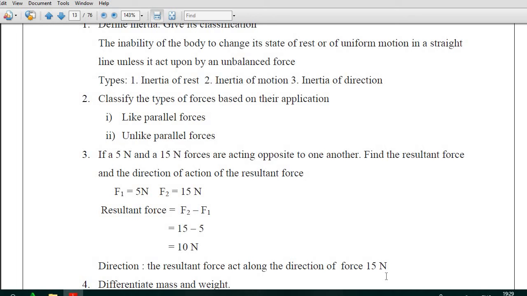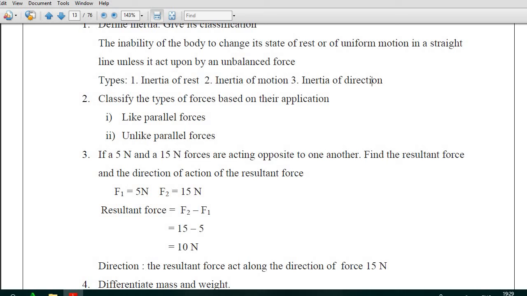For example, we can consider two persons pulling a table. One fat person and one lean person. The lean person is pulling the table in one direction. The fat person is pulling the table in another direction. We all know the table will move in the direction of the fat person who is exerting a larger force.